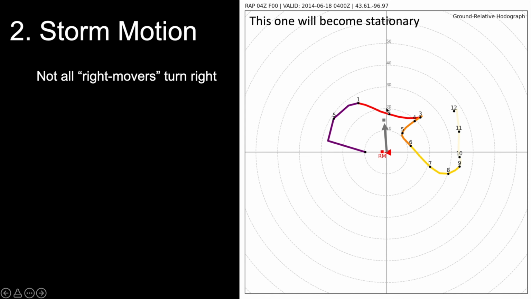Out in the plains, especially late spring, summertime, you might get scenarios like this, where you have an updraft that initially moves northward, but once it acquires a mesocyclone, it just parks right in the center here, and this can lead to a variety of flash flood and tornado hazards.